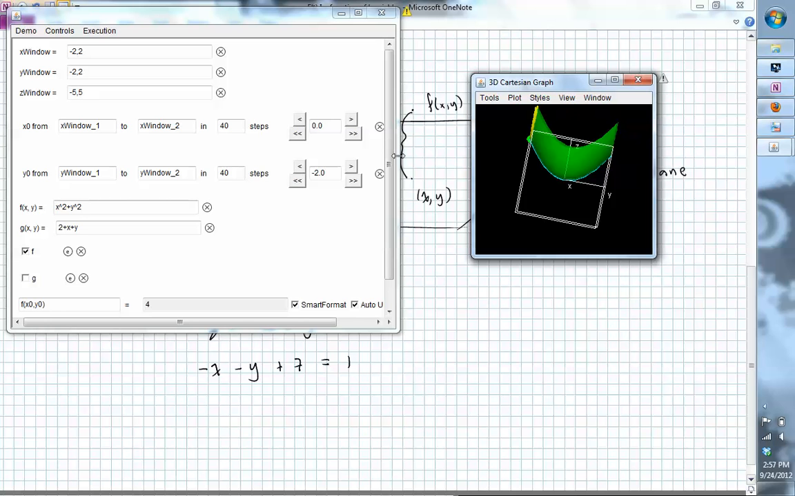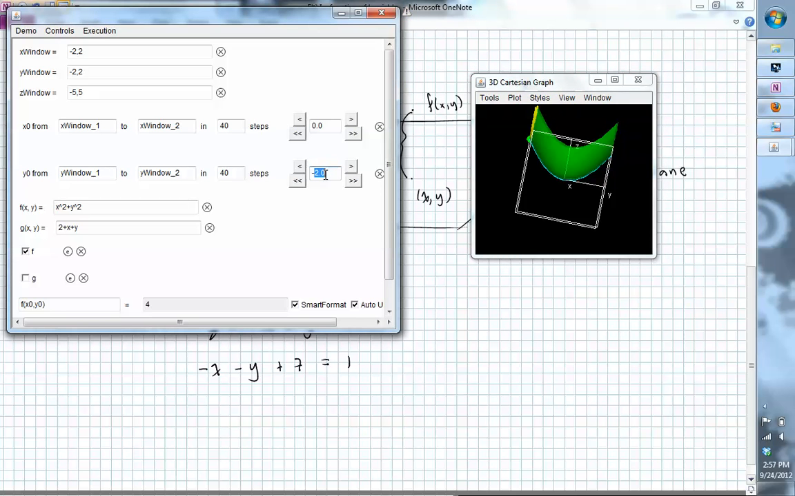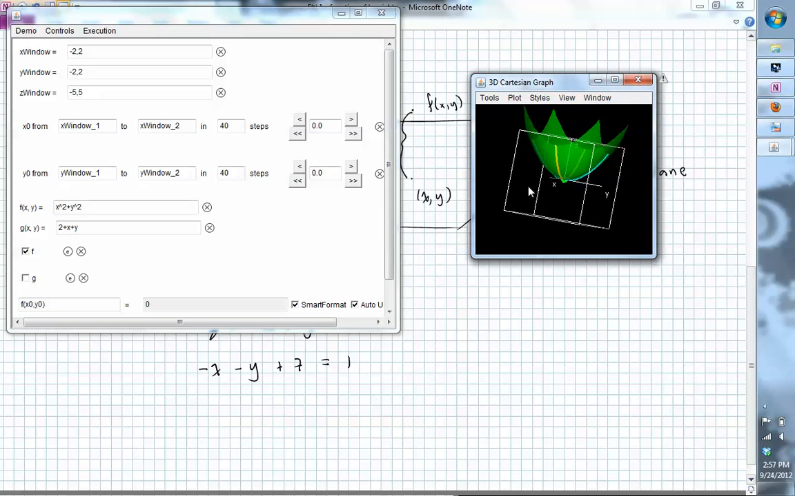And if I bring this guy back to 0, you see a similar picture. Let me flip it around this way. You see a similar picture in the xz plane. So if I fix y and allow x to vary, I get a parabola. If I fix x and allow y to vary, I get a parabola. And these cross sections help me visualize the surface.